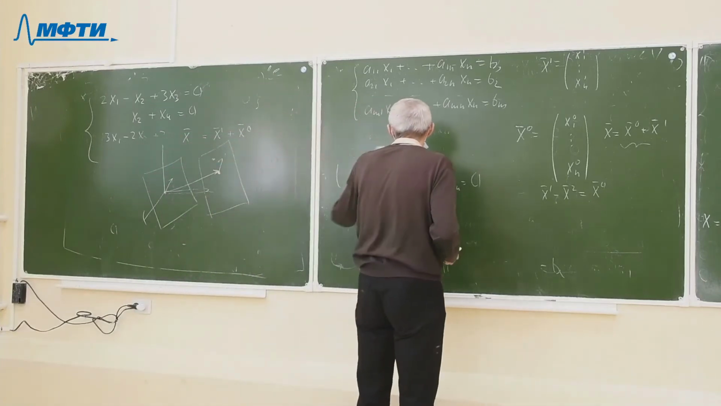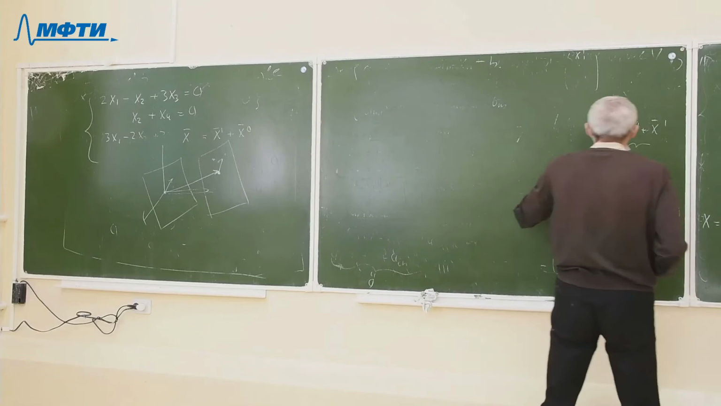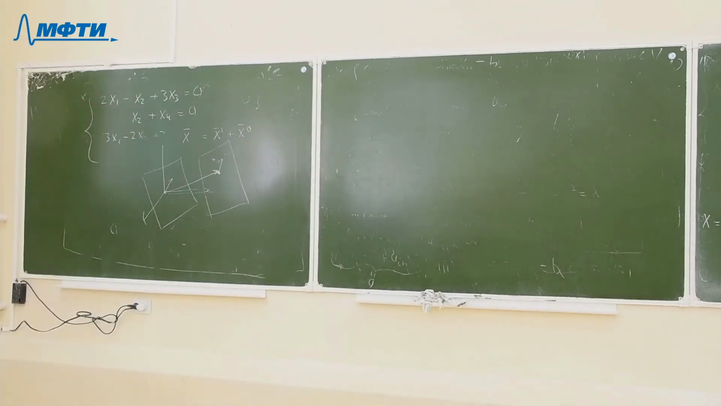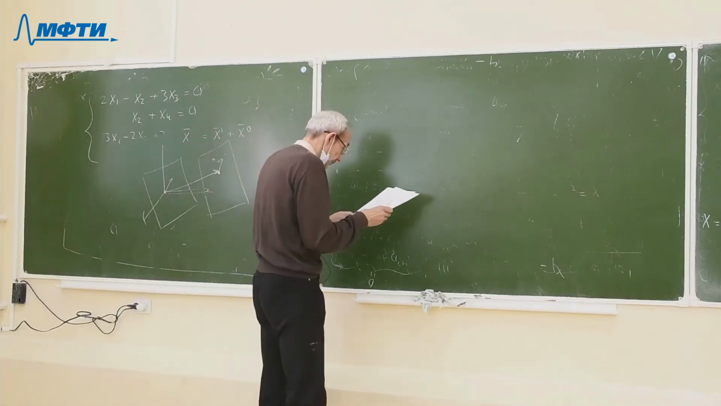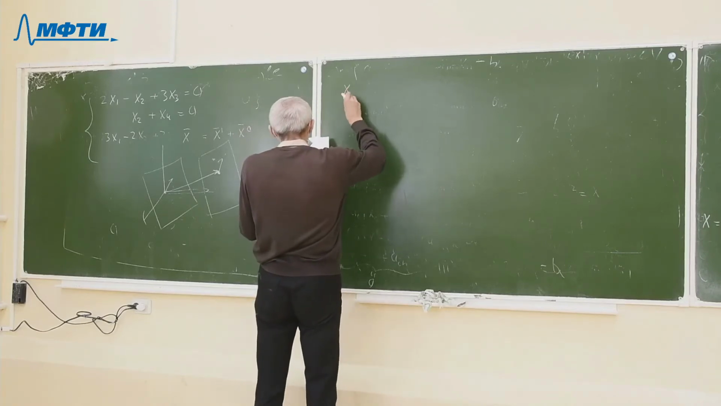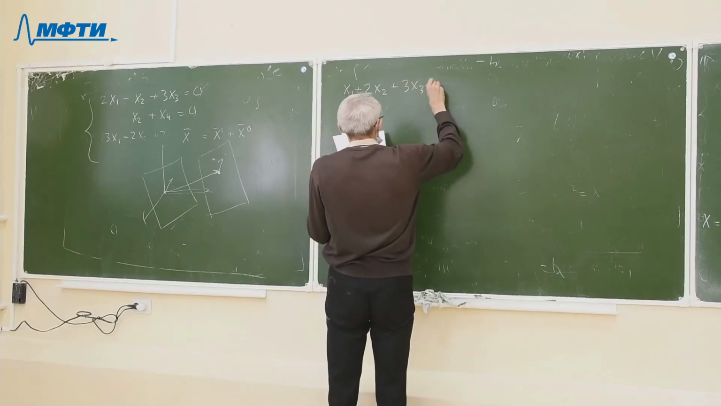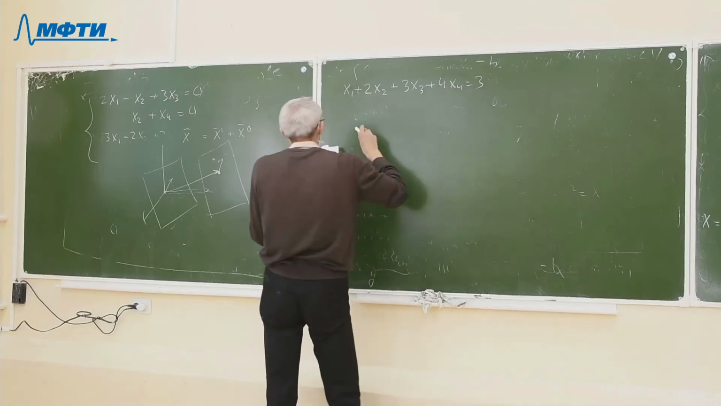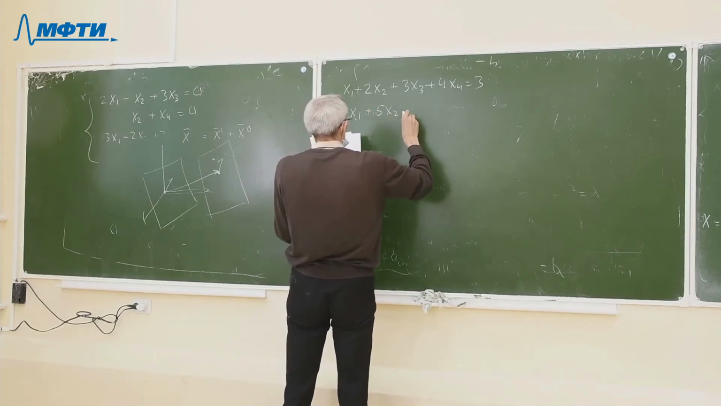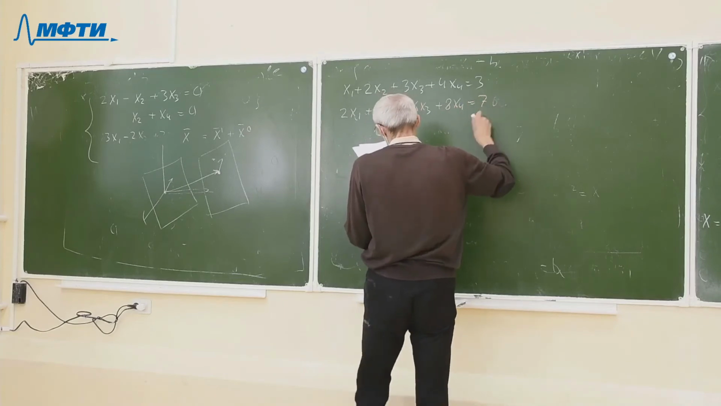Let's continue, and consider the following linear system: x1 plus 2x2 plus 3x3 plus 4x4 is equal to 3, and the second equation is equal to 7.